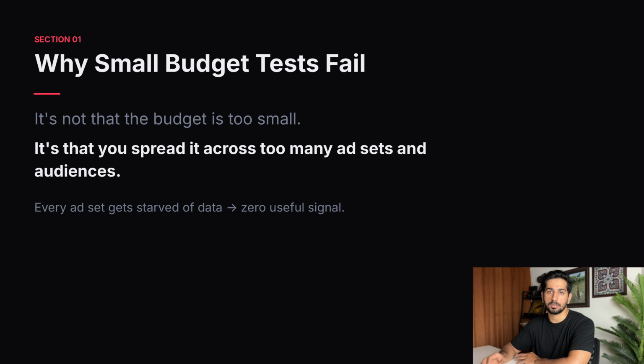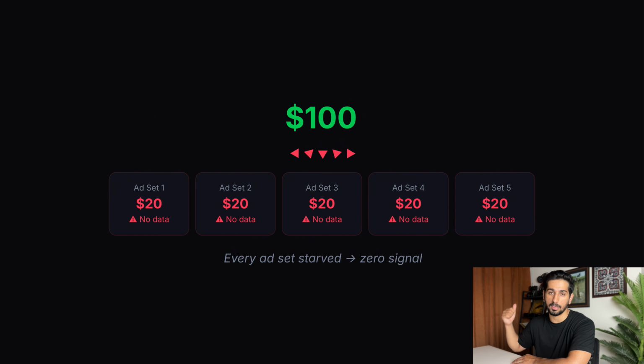First and foremost, I want you to understand why most people fail with small budgets, and it is not because of the budget. The reason a lot of people fail with testing when it comes to small budgets is because they spread it too thin. You're spending it across multiple ad sets with multiple audiences, which means you're starving each ad set and each ad of enough data to mean anything. When spending about $100 or less, you have no room for complexity.